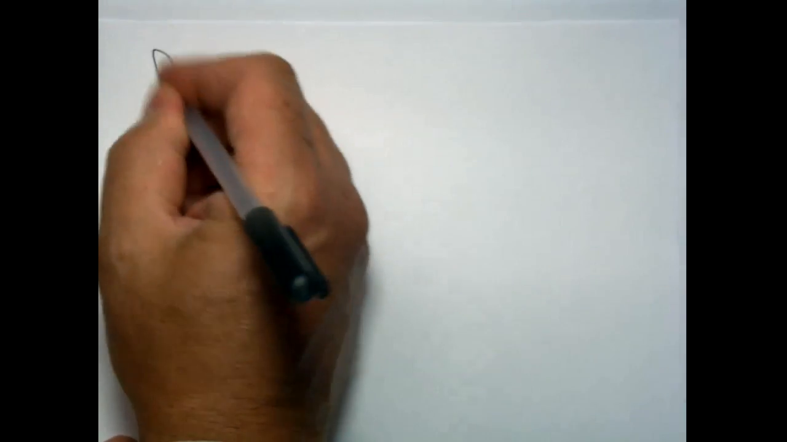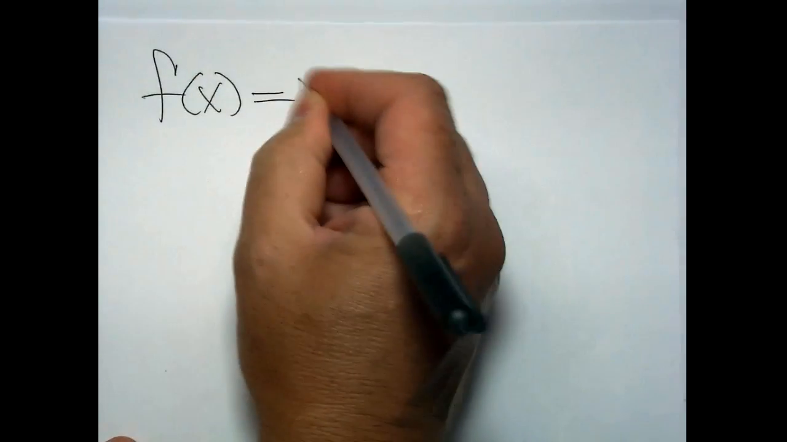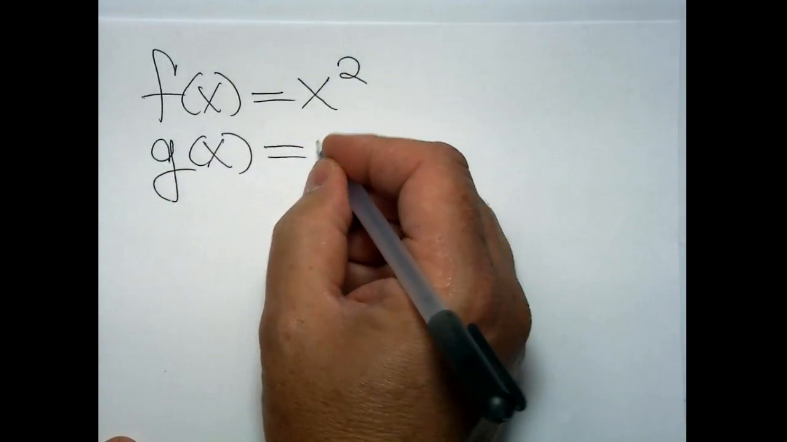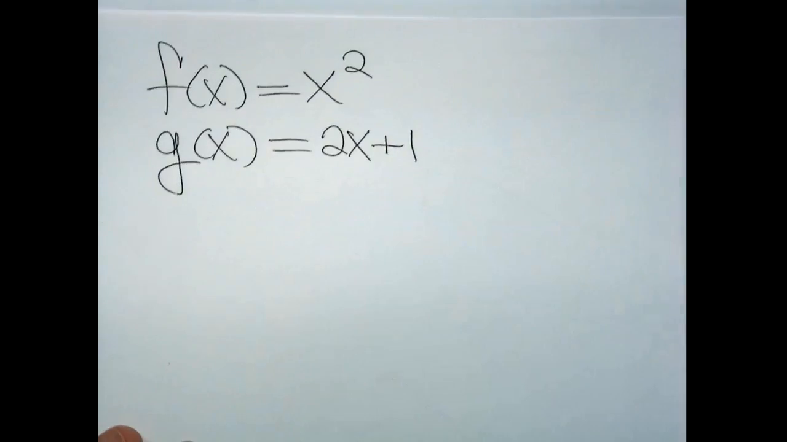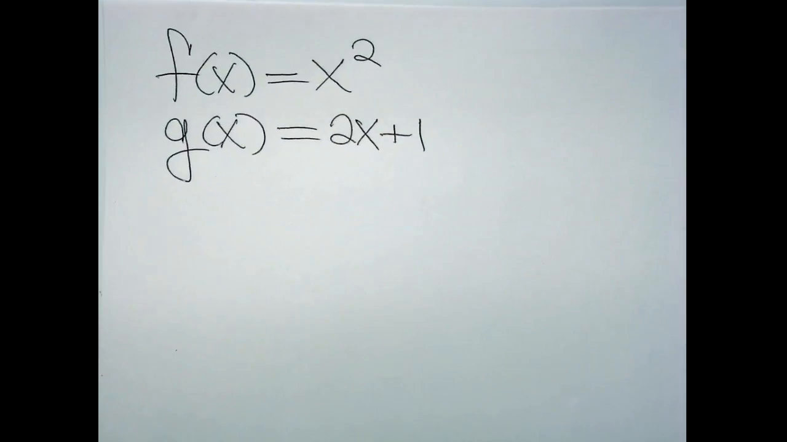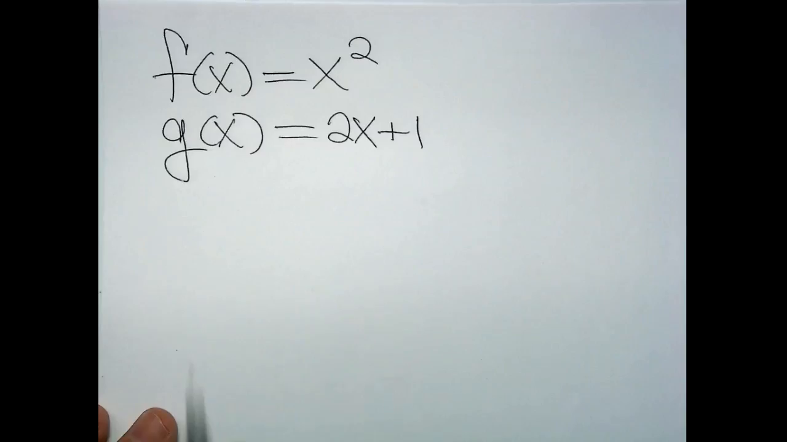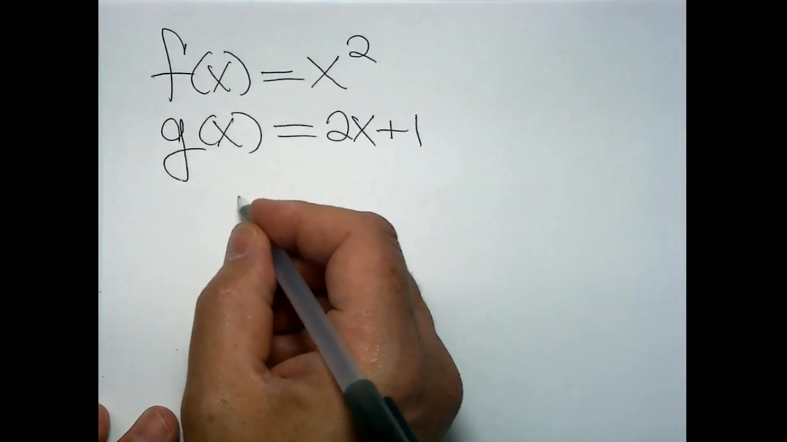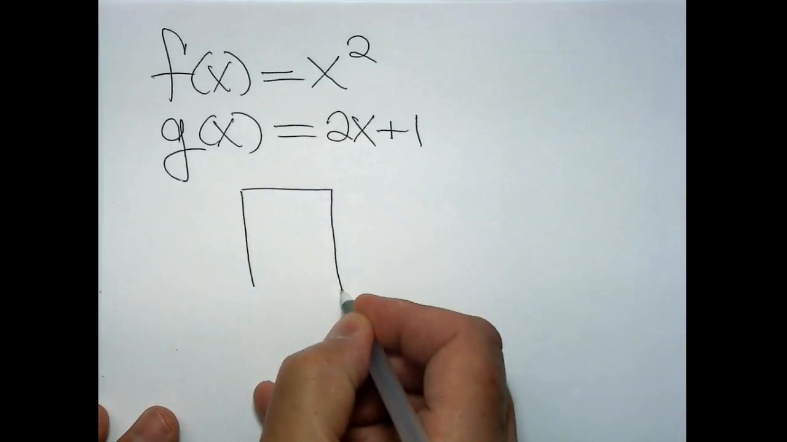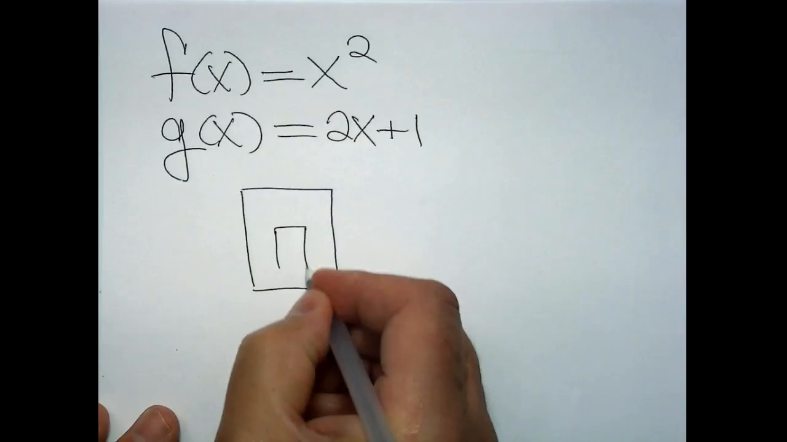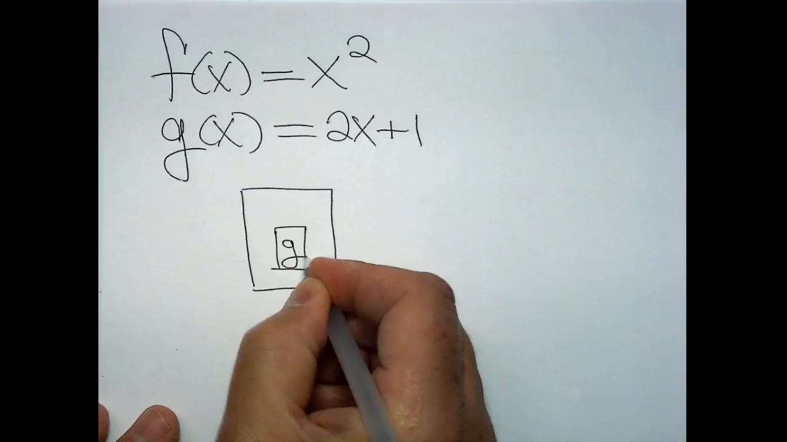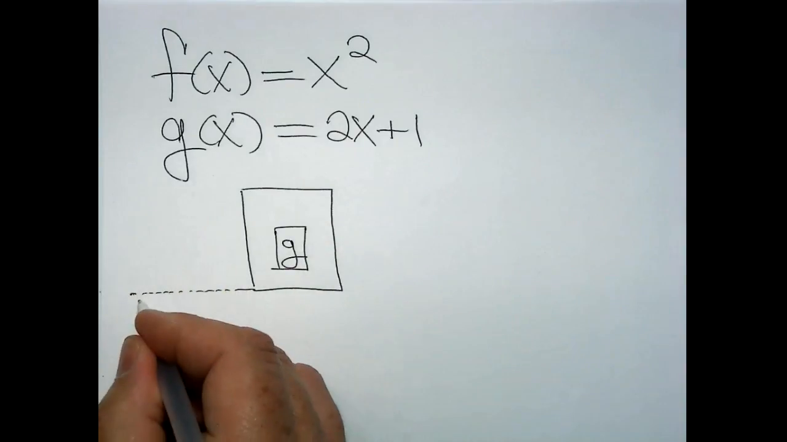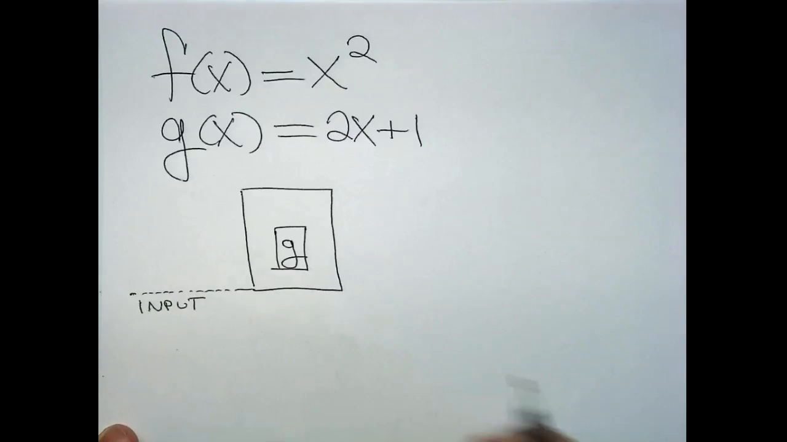So let's say I had a function, f of x, which was equal to x squared. And I had another function, g of x, which was equal to 2x plus 1 or something like that. What I'd like to do is not add them together, but combine them in a more interesting way. I'm going to put the g function here and call it a machine, and put a nice little label on it, g. I'm going to have a conveyor belt in my factory, and on that conveyor belt is raw materials coming in. That's my input.